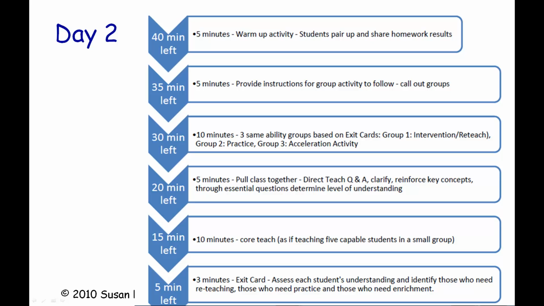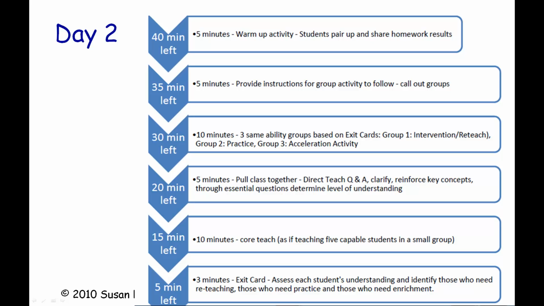Instead, just call out some names and say, this list of kids, you're going to stand on this side of the room. This list of kids, go to the back of the room. This group of kids, go to the right. Now in your groups, here are your assignments. The group that needs a reteach is a same ability group. You could have 4 kids in there, you could have 15. You're going to teach them in a direct teach, one of the two co-teachers.